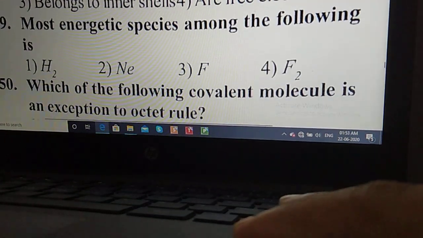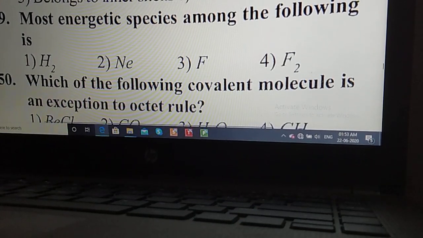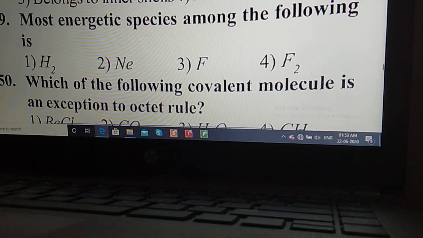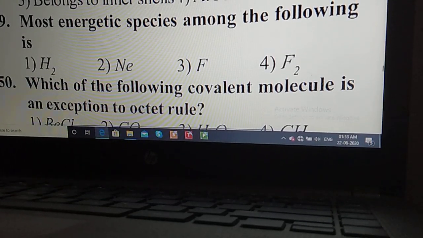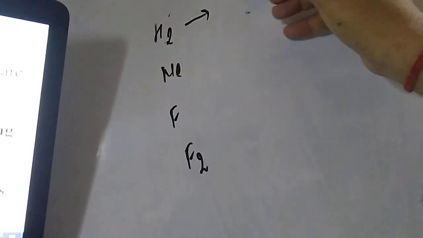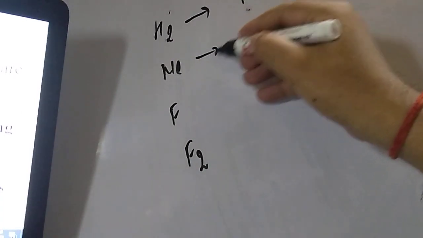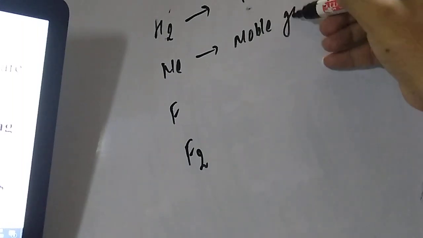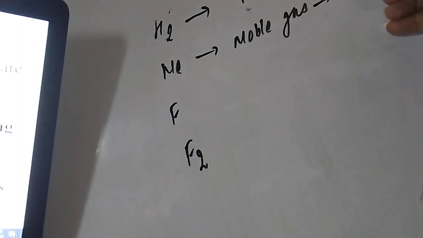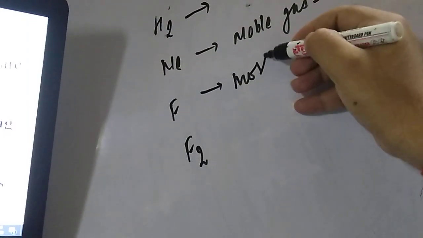Now let us move to question number 49. The most energetic species among the following, student. Here they have given H2, then neon, then F, then F2. Let us come to the most energetic species, student. You can check hydrogen: here the covalent bond is there, so this is a stable helium-like structure. Neon is a noble gas. Noble gas means inert, not reactive. Inert means no energy. For most electronegative, fluorine is the most electronegative.